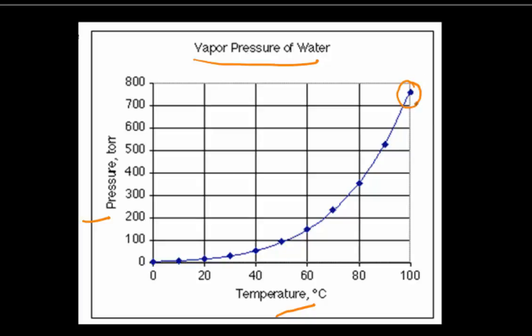You can see here at 760 torr, the temperature is 100 degrees. That's considered the normal boiling temperature for water. And what we know is that this is called the vapor pressure line. This line is the vapor pressure line. And above the line, the liquid is more stable, and below the line, the gas is more stable.